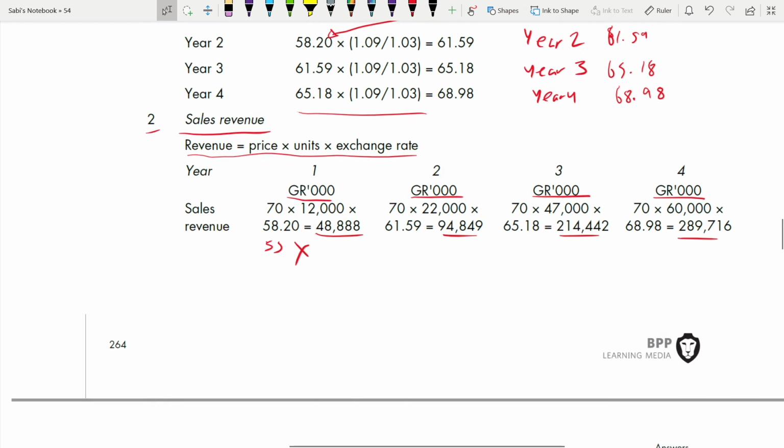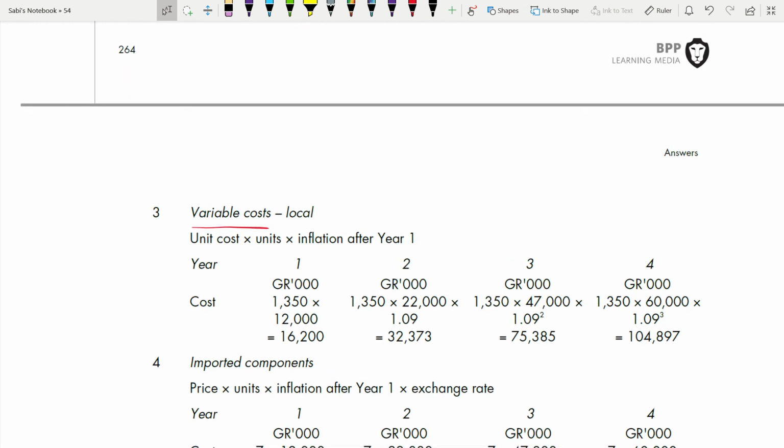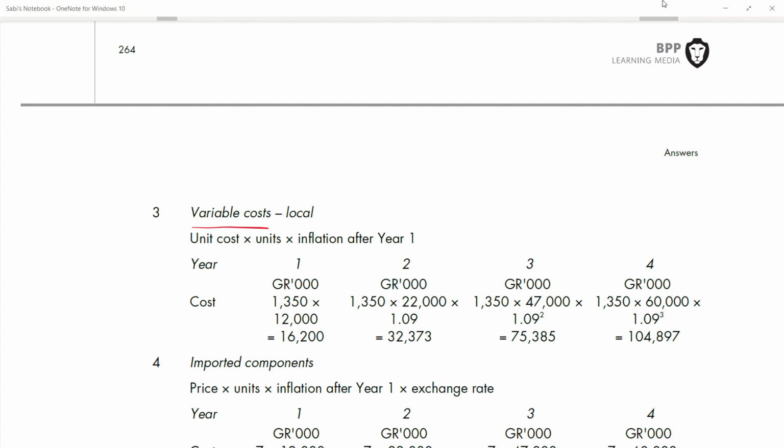So coming to the sales revenue. Sales revenue is also units into inflation after year 1. Cost will increase by inflation. So what is the unit? The units are the same as what you have taken for sales revenue: 12, 22, 47 and 60. For year 1, there will be no inflation. Inflation applies from year 2, 3, 4, and it will keep on.